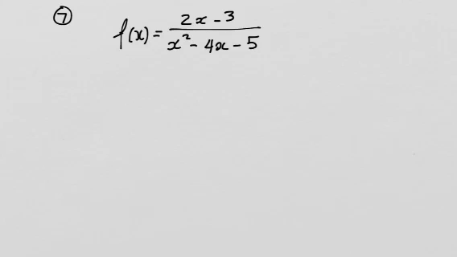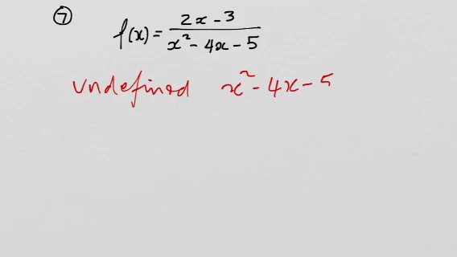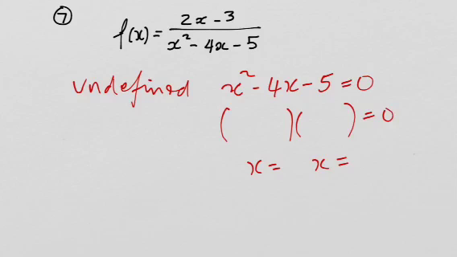Question 8. If this is a function, we need to look at the denominator, the bit at the bottom, because that function is undefined when x squared minus 4x minus 5 is equal to 0. So if I solve that by factorising, I'm going to get 2 x numbers. So my domain is going to be x can be any real number as long as x does not equal the first number or the second number.